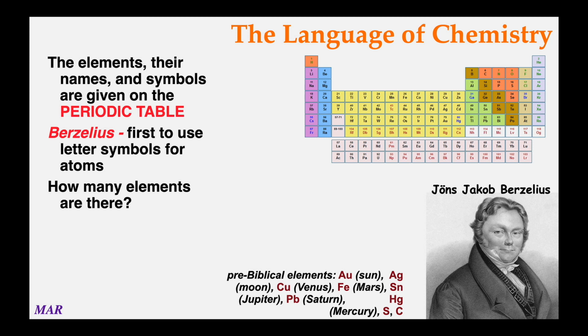The only elements that were known in pre-biblical times are the ones listed there: the sun, the moon, Venus, et cetera, stand for gold, silver, copper. All right. Iron was Fe, Mars. Tin was Jupiter. Tin is Sn, by the way. Pb, which is lead, Saturn. Hg, Mercury. Sulfur and carbon, although they were called different things. So we've come a long way since the pre-biblical times, which you can probably imagine. Pretty exciting, and we'll see some of the things we've discovered since then.